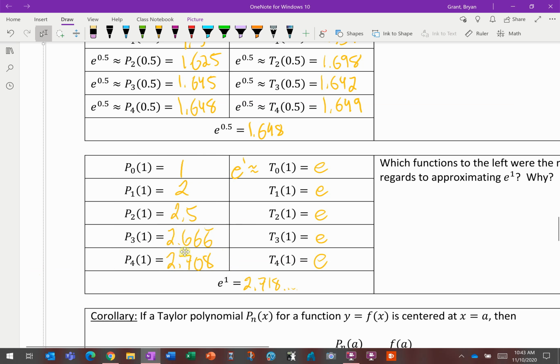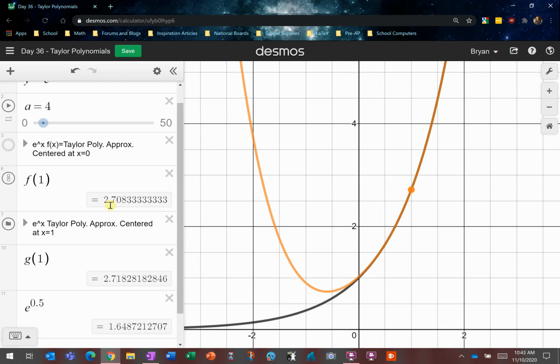There are other types of polynomial approximations, or other approximations in general, that calculators will use to figure this out, that get there faster, right? If I wanted to continue out here, 2.716, that's pretty good. That's pretty good.